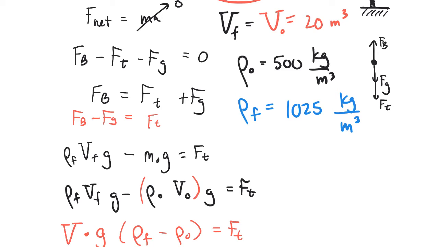What would the tension be if the densities were the same? Alex? Zero. Because look, if these were the same numbers, you would get 500 minus 500 is 0. 0 times 9.81 times 20 is still 0. And that makes sense.